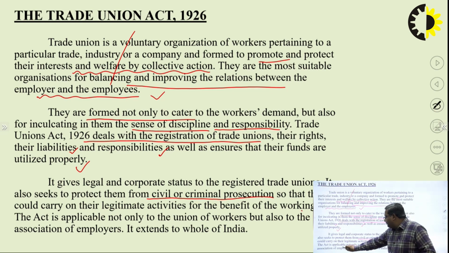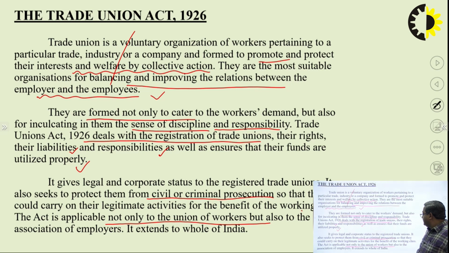The Act is applicable not only to the Union of Workers but also to the Association of Employers. It extends to whole of India.